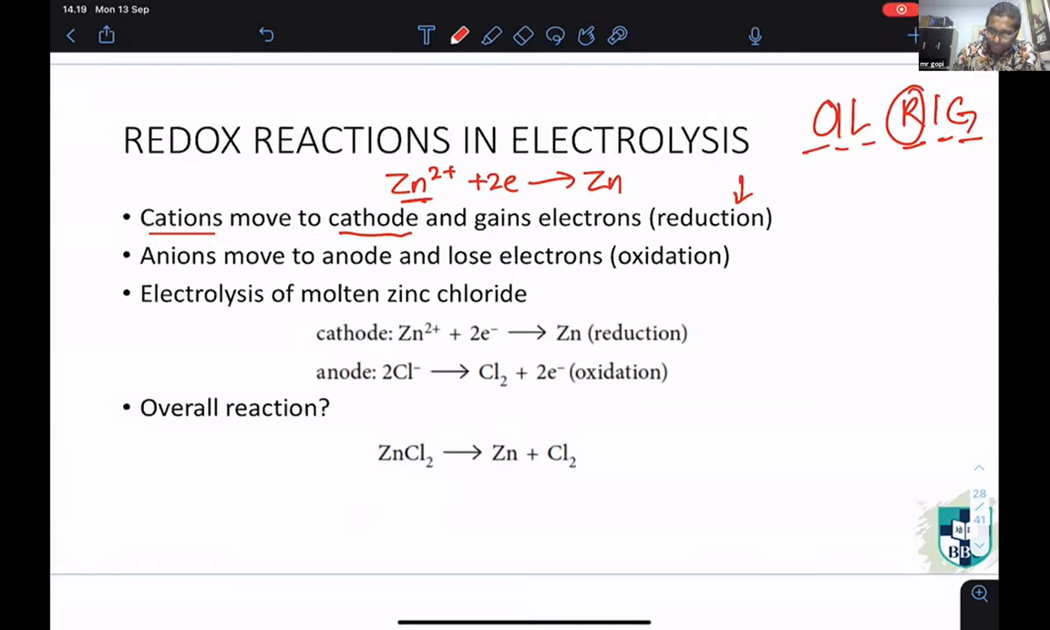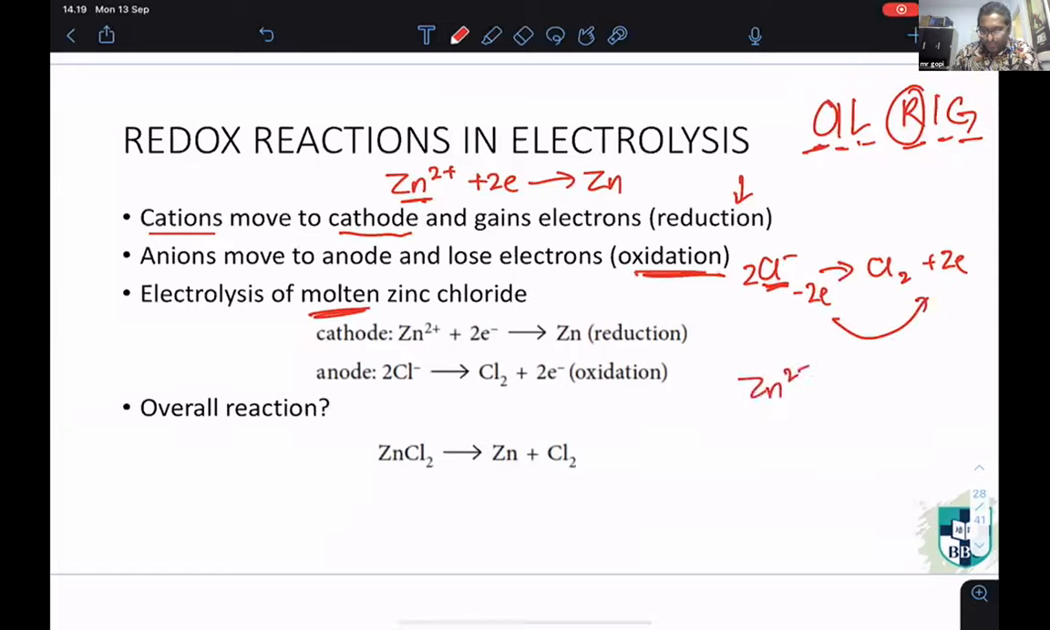Anions move to the anode. So anions, for example Cl-, what happens? They will lose the electron to give you Cl2. When they lose electrons, I bring this over here, then I put two electrons over there. So it means that Cl- has lost electrons. Oxidation is loss of electrons, so Cl- is oxidized. This is molten. Do remember, if it is molten, there are only two ions, Zn2+ and Cl-. You can combine the reactions, cancel the electrons, and then you get this.